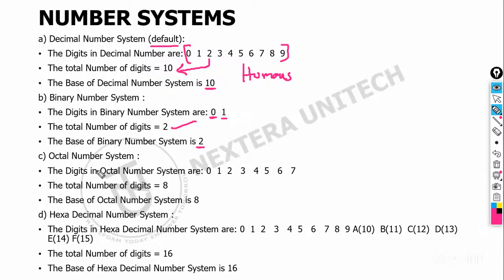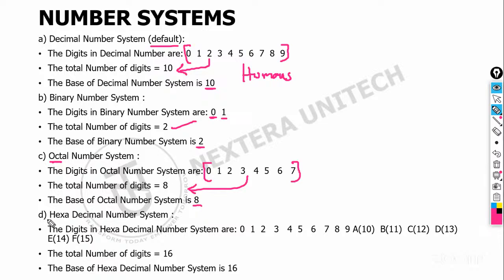Next to the binary number system, we have the octal number system. Octa is nothing but 8. So the digits in the octal number system start from 0 and go till 7: 0, 1, 2, 3, 4, 5, 6, 7. In total, there are 8 digits. Since we have 8 digits, the base of the octal number system will be 8.